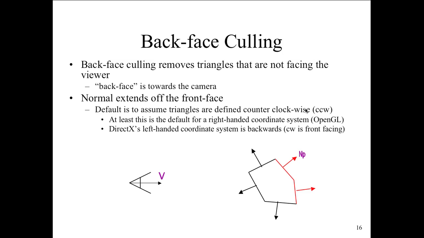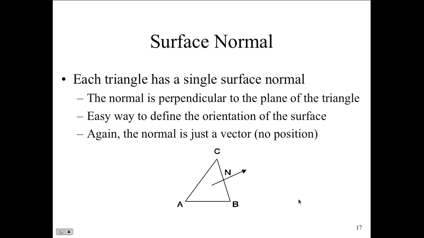DirectX's left-handed coordinate system is backwards, so it has front face, so the CW is front-facing. Clockwise is front instead of counterclockwise. So it depends on the graphics package as to which direction you're going to render in. And so when we look at this, this is the normal perspective, if we're looking at this from a coordinate system. So here's our surface normal by definition.